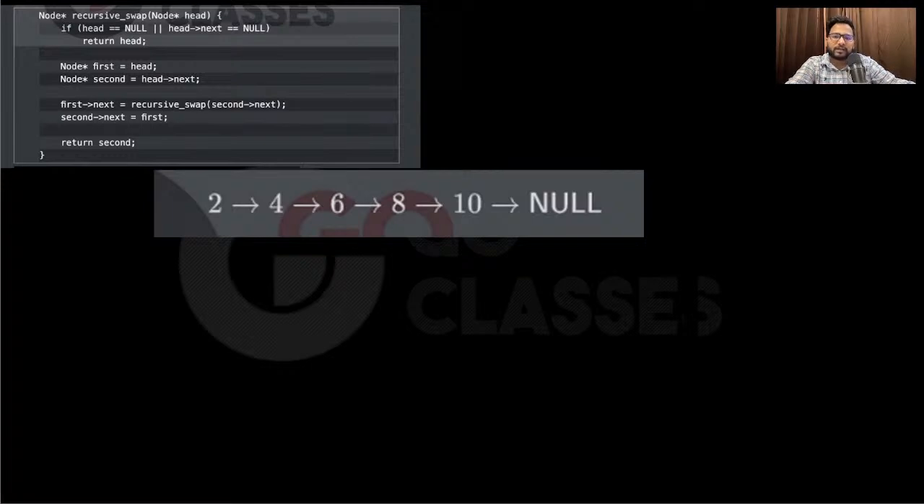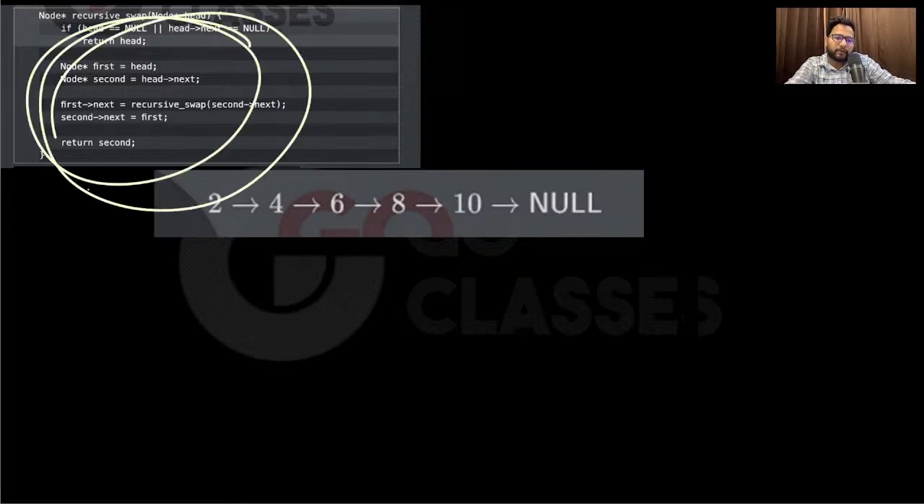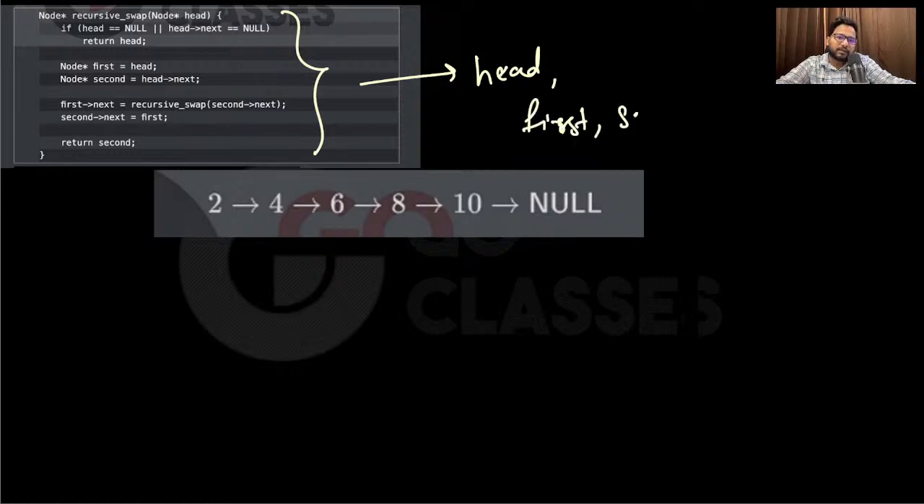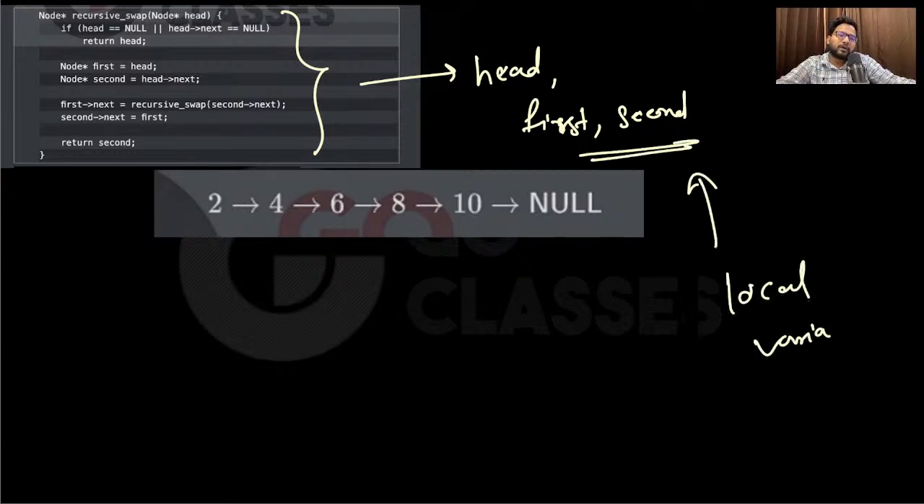So this function is recursive in nature. In this function you have a few variables. For example, head is one of the variables, first is another variable, and second is another variable. Whatever variables I have here, which are head, first and second, are called local variables. This is important to understand. Why that is important, you will get to understand very shortly.